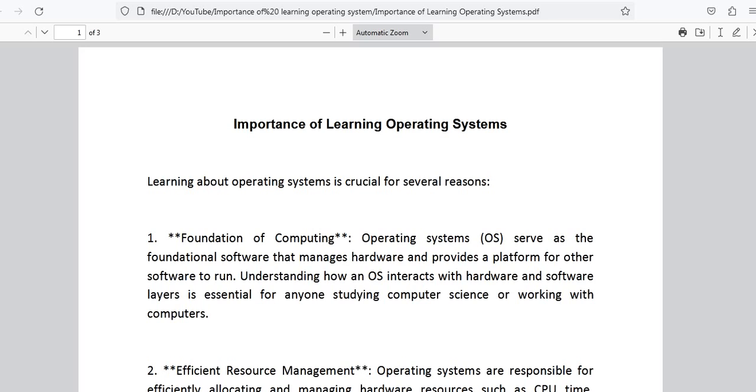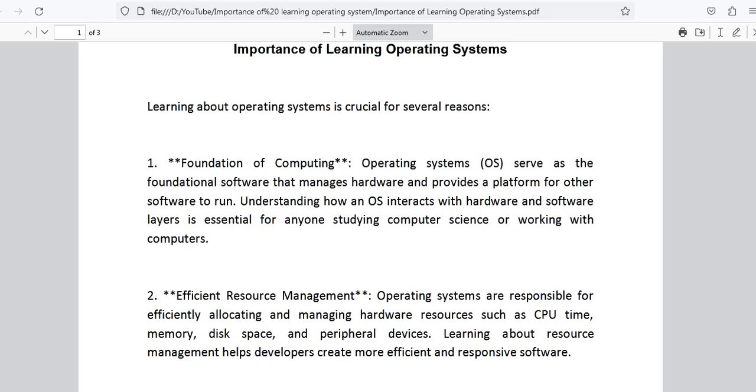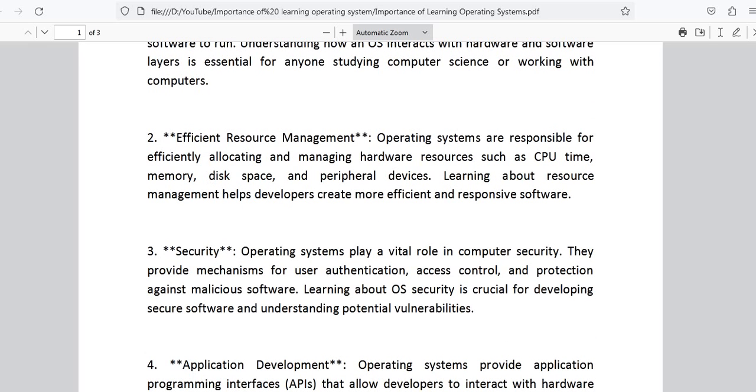So let's begin. Importance of learning operating systems. Learning about operating systems is crucial for several reasons. Number one, foundation of computing. Operating systems, or OS, serve as the foundational software that manages hardware and provides a platform for other software to run. Understanding how an OS interacts with the hardware and software layers is essential for anyone studying computer science or working with computers. Number two, efficient resource management.